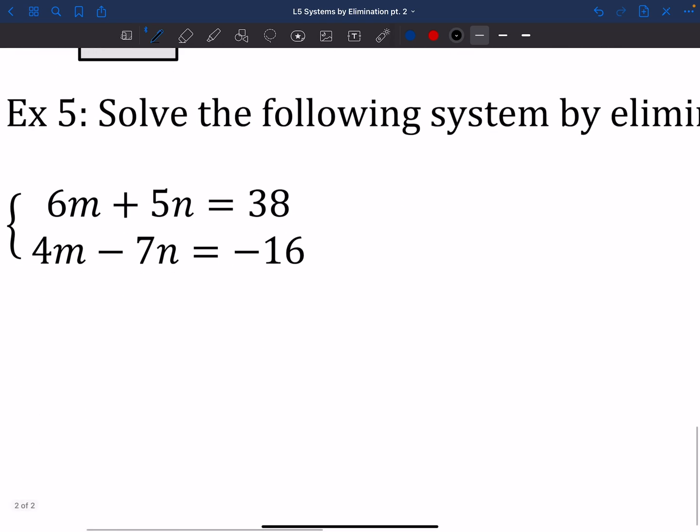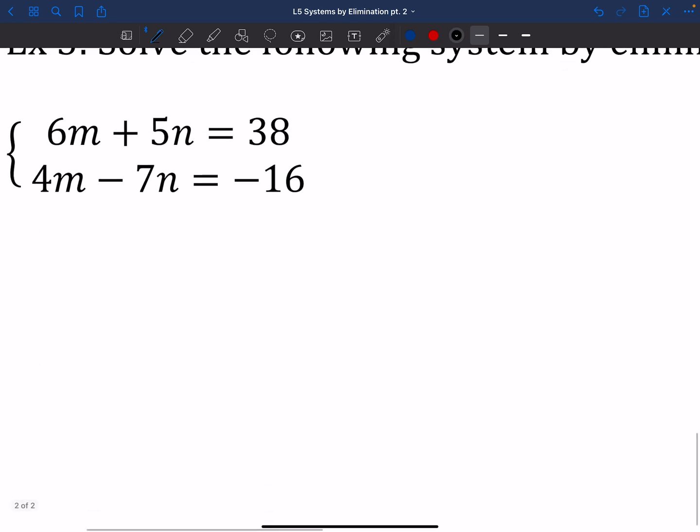Let's take a look. So, number 5, coefficients don't match up. We're going to need to multiply. If I'm looking at them, 6 and 4, 5 and negative 7, I can't just multiply one of them to get to the other number. I'm going to have to multiply both equations, right? So, what I'm thinking is you could have chosen to work with the m's, you could have chosen to work with the n's, right? Either one is fine. I'm going to choose to work with the n's, right?